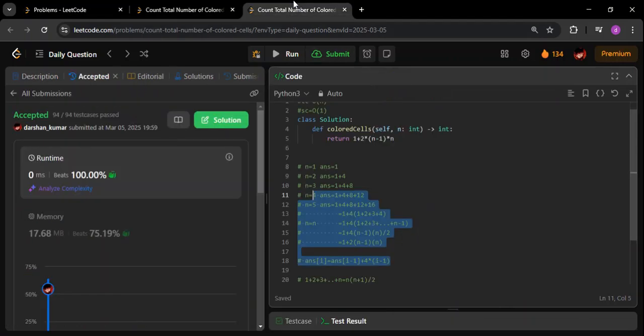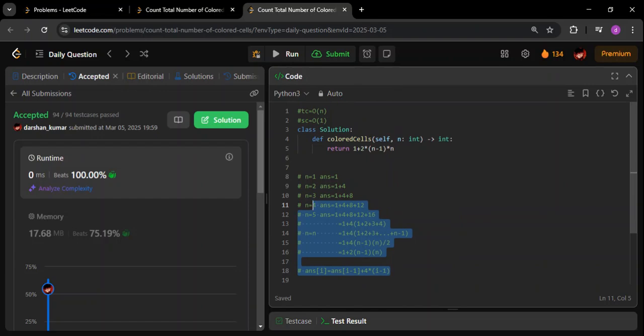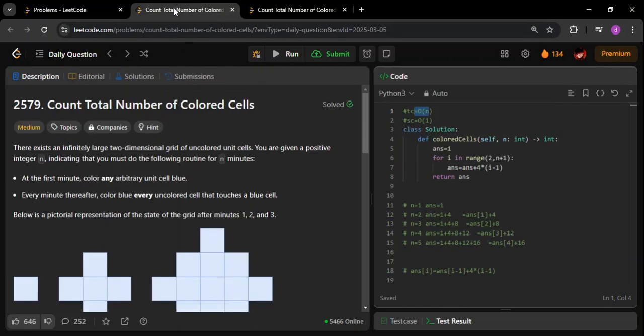But the second one will be an O(1) solution. That's why it's 100%. So I will show you both the solutions. Before that, let us quickly go into the question. It's 2579, Count Total Number of Colored Cells.